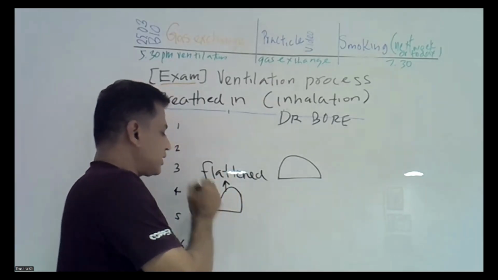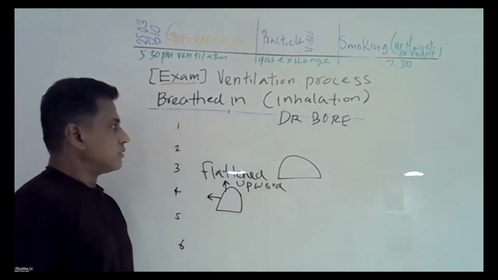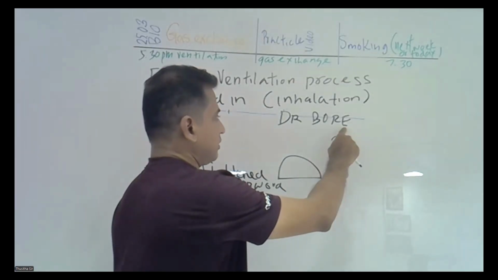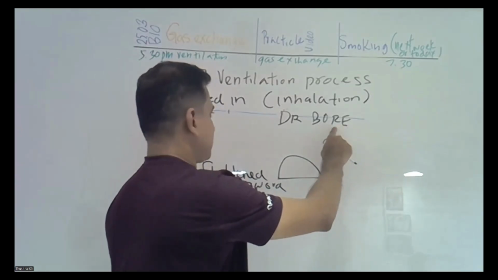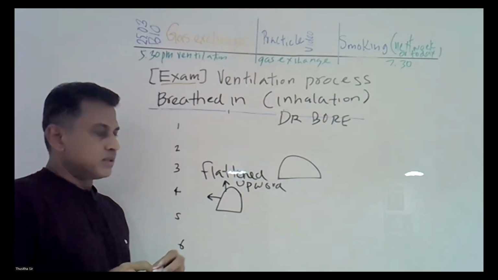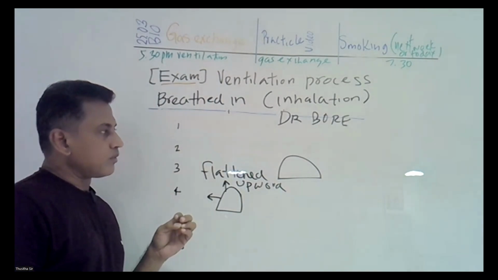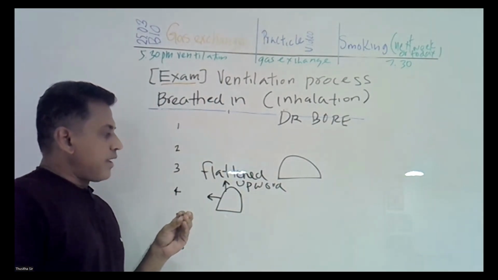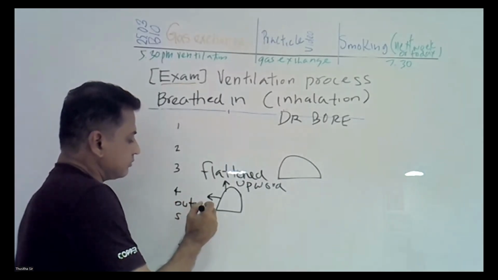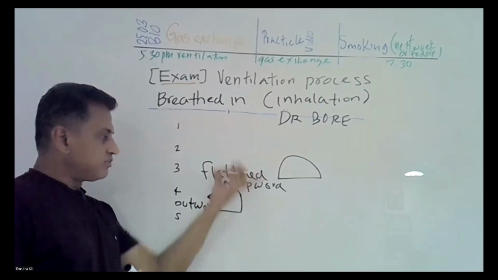upward and outward. The external intercostal muscles contract, internal intercostal relax. Upward and outward, right? The rib cage move upward and outward.